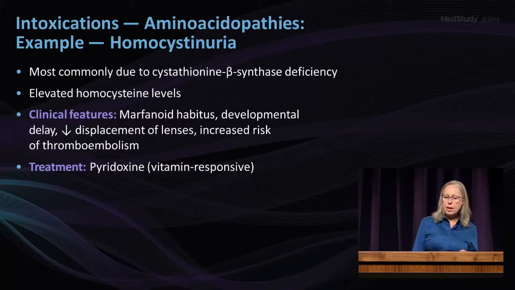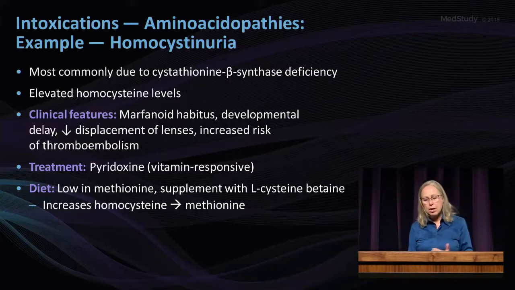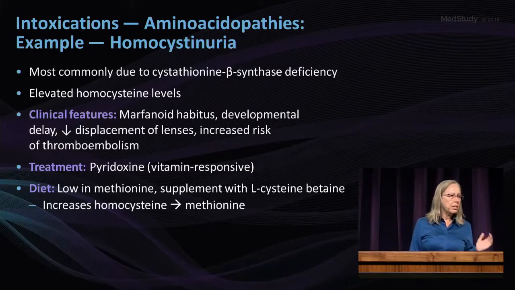The treatment is pyridoxine for those that are vitamin responsive. We give them a diet low in methionine. We supplement them with betaine, and that converts the homocysteine to methionine, because we can tolerate the high methionine, but it's the homocysteine that gives us the risk factors.